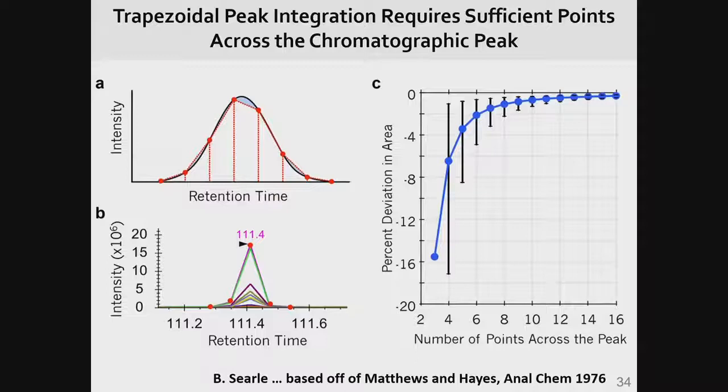At some point in your quantitative data, you'll see some peaks that look like triangles, and that means you're significantly underrepresenting the peak area.